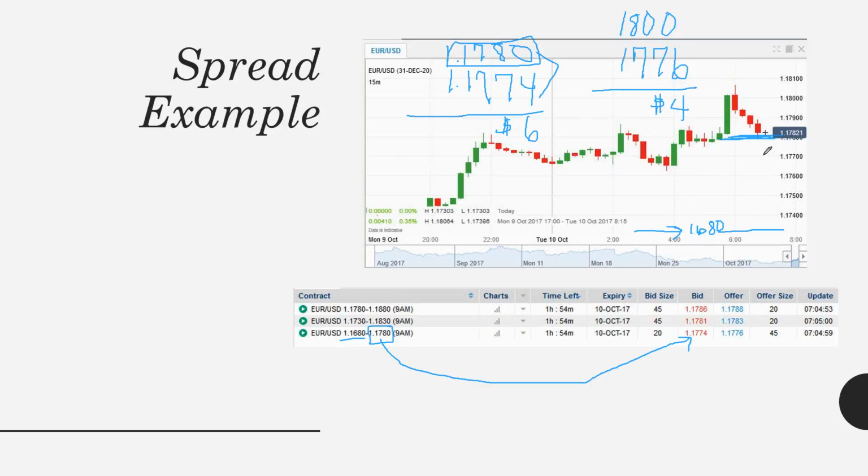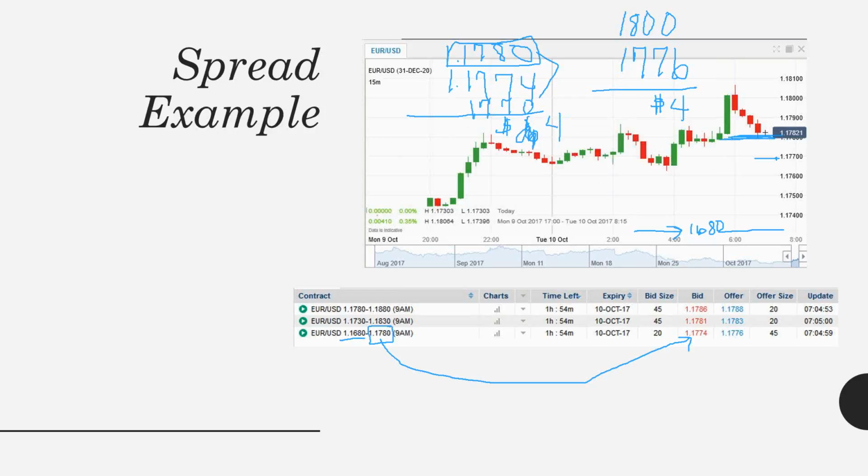But let's say that it comes down to 1770, and this is the expiration value. Then you have made the difference between your entry price, which was 1774, and the expiration value, which was 1770, so you made $4 in profit.